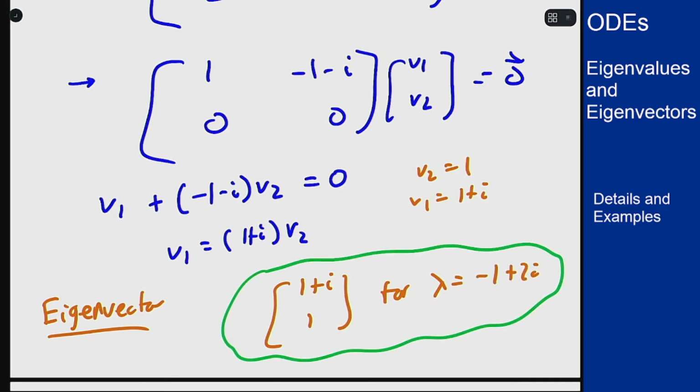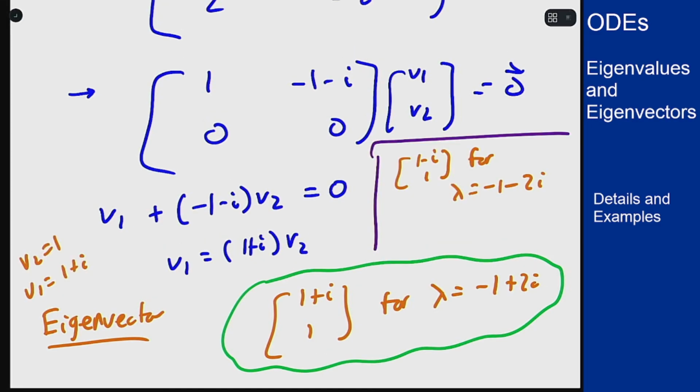Then from this we get as a bonus that the vector will be (1 minus i, 1) for -1 minus 2i, because the conjugate always has the conjugate eigenvector. And if you were to work this out independently on its own, you would get this eigenvector as well, or at least a complex multiple of it for your eigenvector.